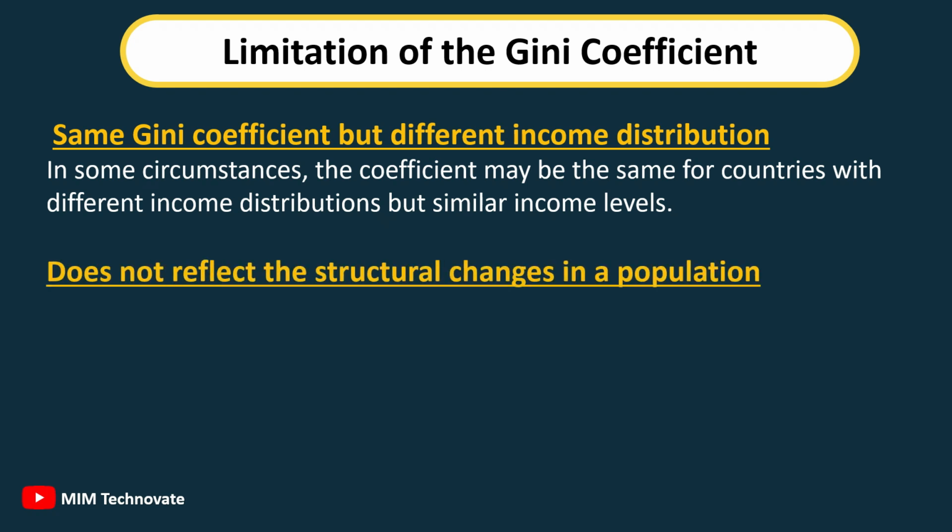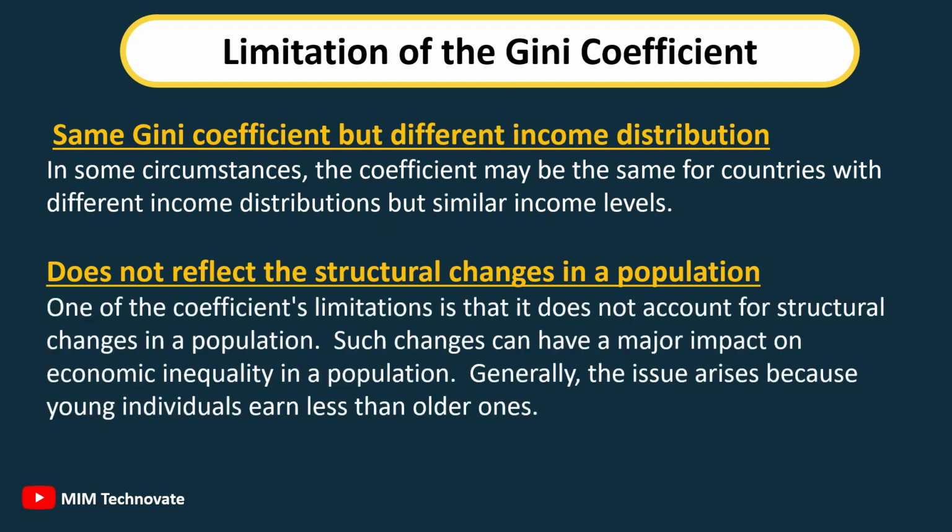Does not reflect the structural changes in a population. One of the coefficient's limitations is that it does not account for structural changes in a population. Such changes can have a major impact on economic inequality in a population. Generally, the issue arises because young individuals earn less than older ones.